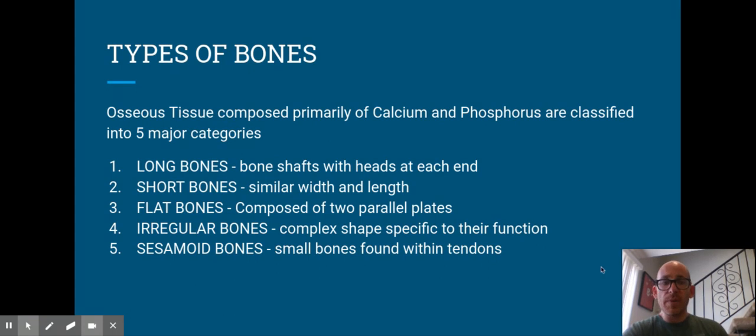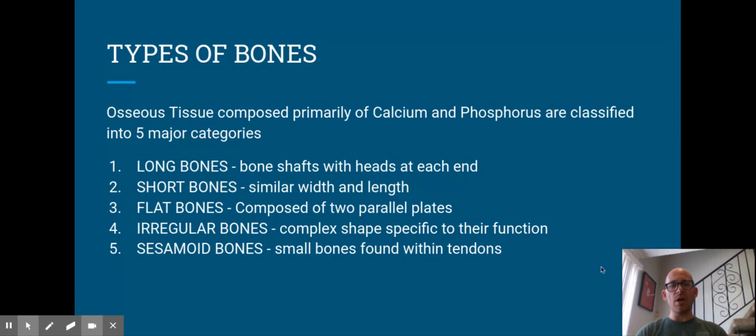So, types of bones that are present, we have five categories. We have long bones. These are kind of the classic cartoon bones, is what I call them. You have heads at the end and then a shaft connecting it in the middle. That's a long bone. Short bones are similar in width and length, so you can't really tell which way they are. Obviously with a long bone, there's a clear line of which way that bone is going. With a short bone, they are similar width and height. Examples of those would be the carpals in the wrist and the tarsals in the feet.